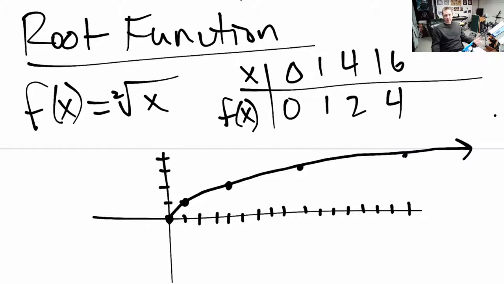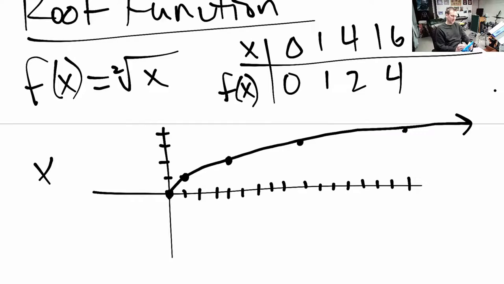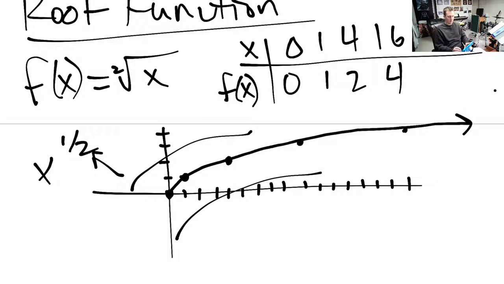And this is going to be the case for any root function that has an even power, or an even root, I should say. Right? This is the same as x to the 1/2. So long as that is even, the denominator is even, you're going to have a graph that looks something like this. It might be shifted over, it might be shifted down, but it's going to roughly look like this, if that's an even number.